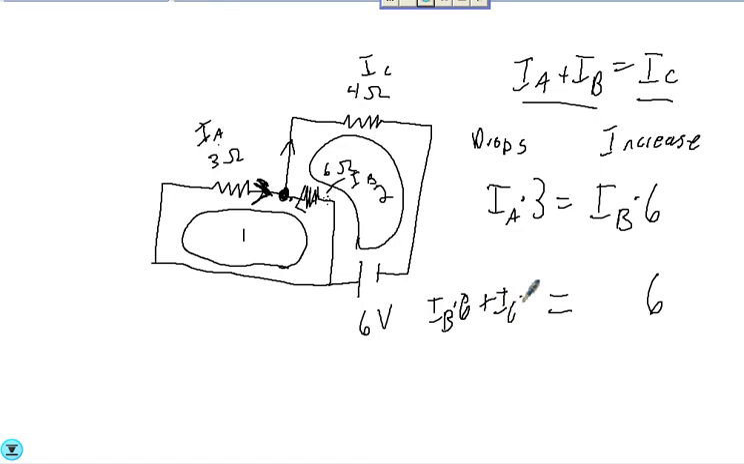Let me clean this equation up a little bit. So we get IB times 6 plus IC times 4 equals 6. So there we have 3 equations with 3 unknowns, and we can start solving.